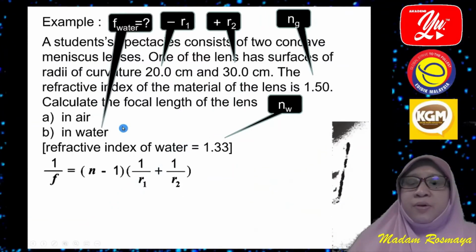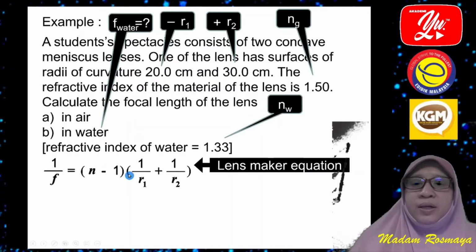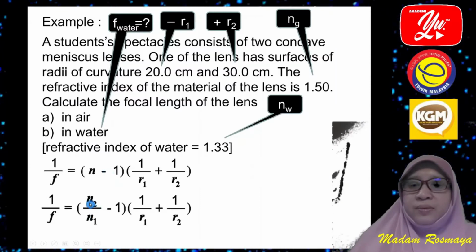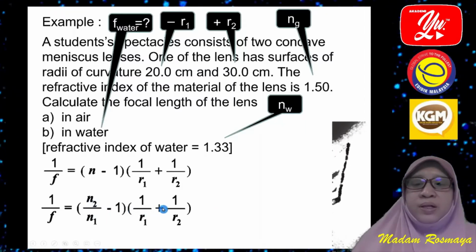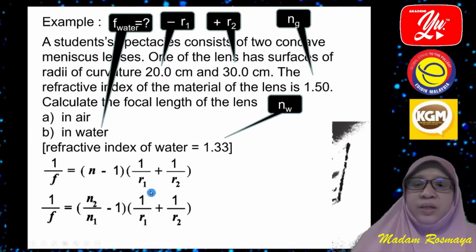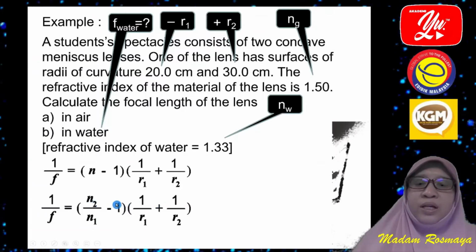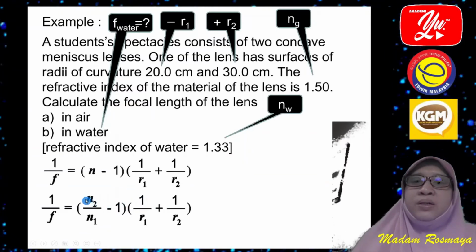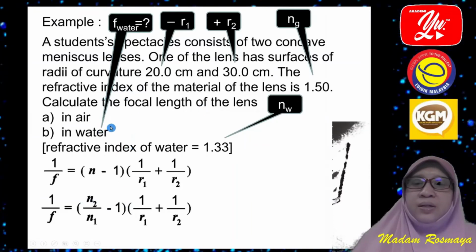Okay, next we calculate for water. For focal length in the water, we cannot use this because this one is in air. So we use the formula 1 per f equals n2 per n1 minus 1, bracket 1 per r1 plus 1 per r2. The above equation actually comes from this equation. We have derived this equation in the previous lesson. So we just use this equation to determine the focal length of the lens in the water.